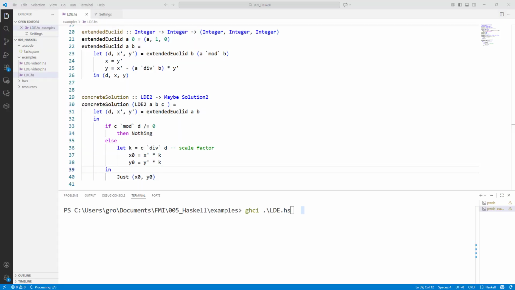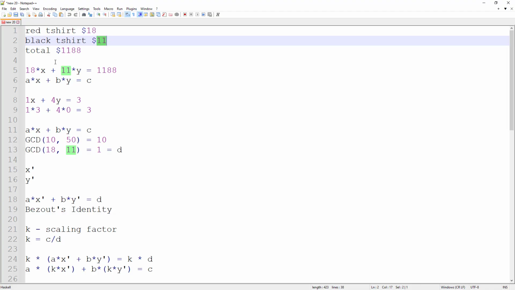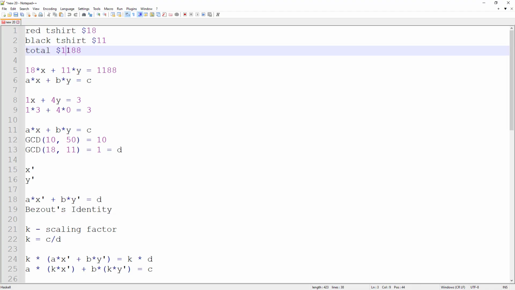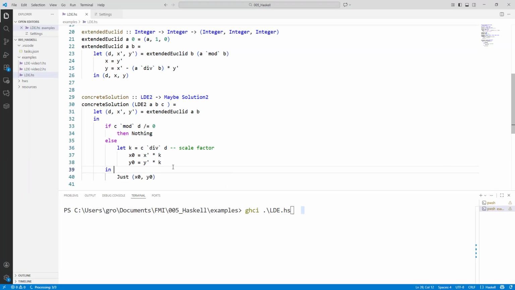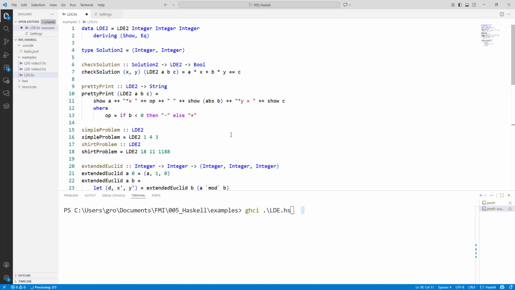Hello and welcome back to VitoshAcademy in part 3 of the video, where we are solving for the solutions of the Diophantine equation, or Diophantine equation, depends who says it. So the equation is pretty much the following. Imagine that we had red t-shirts at $18, black t-shirts sold at $11, and the question was how many t-shirts could we buy with $1,188, and the answer lies somewhere around these numbers here.